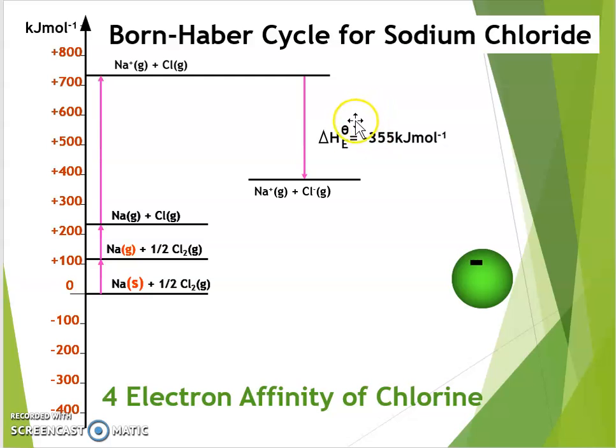Due to this, energy is not required; energy is released, that is an exothermic process. So simple, in this process one gaseous chlorine atom is converted into chloride ion, that is Cl is converted into Cl minus by gain of electron, and this step is exothermic.